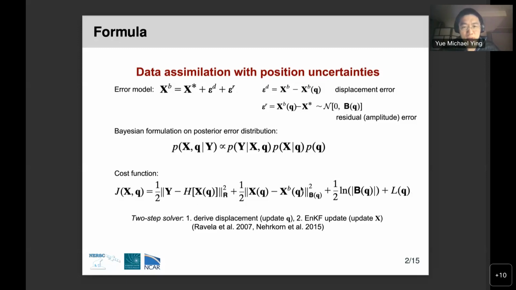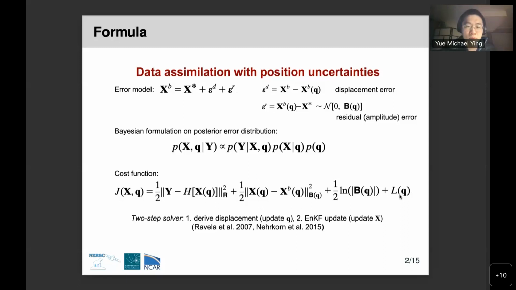The cost function now has an additional term. So the first term is still the observation mismatch, but now the state has this additional nonlinear warping inside of it. The second term is still the prior distribution of the residual error, which is still a Gaussian function. But additionally, we have some constraints or regularization on the q's, which means we don't want the displacement vectors to be either too close to zero or too big.